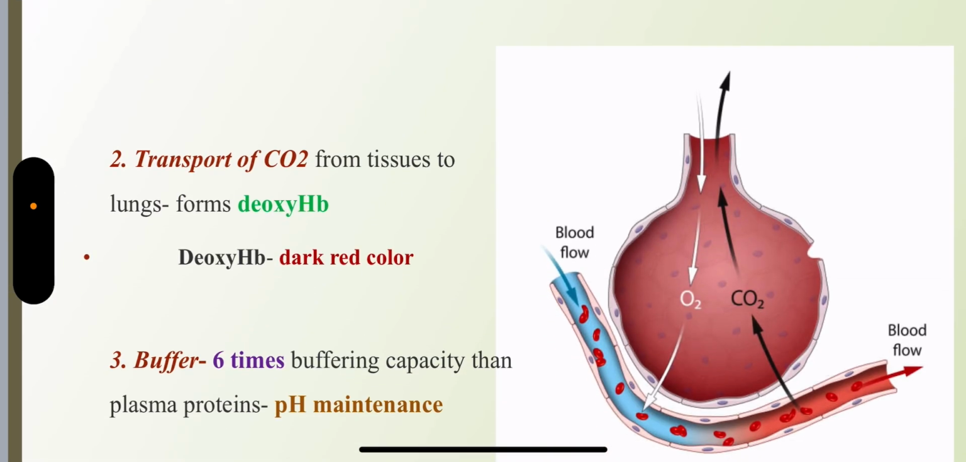The second function is the transport of carbon dioxide from tissues towards the lungs. Removal of oxygen from hemoglobin leads to formation of deoxyhemoglobin, and the color is dark red. Now this deoxyhemoglobin forms carbamino compounds very quickly as compared to oxyhemoglobin. So we can say that venous blood is more suitable for the transport of carbon dioxide from tissues to the lungs. The third action is the buffer action. It is 6 times more capable than plasma proteins in the maintenance of pH.